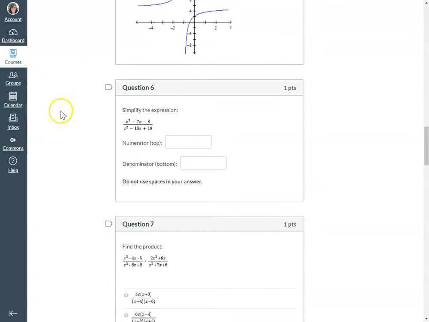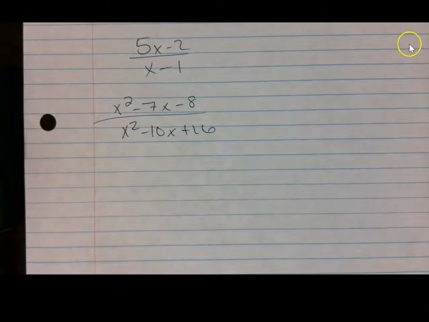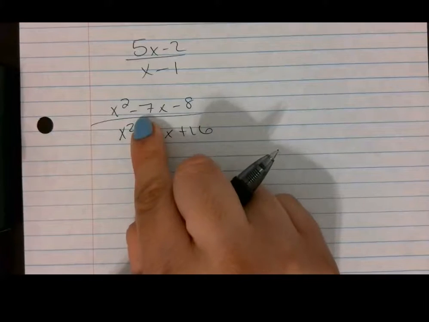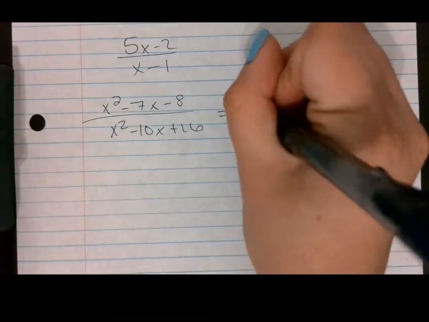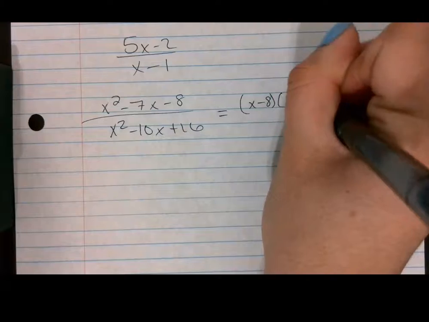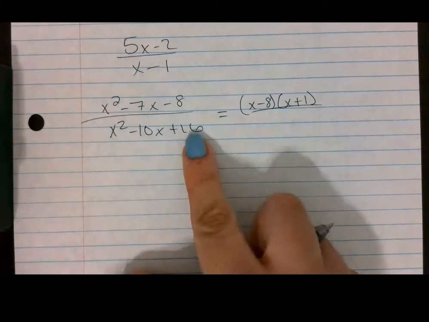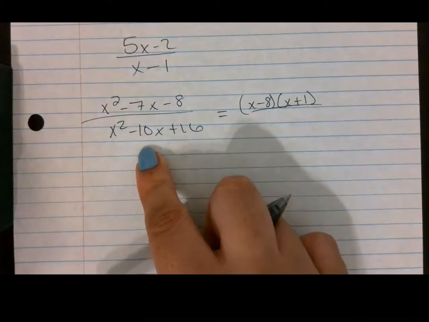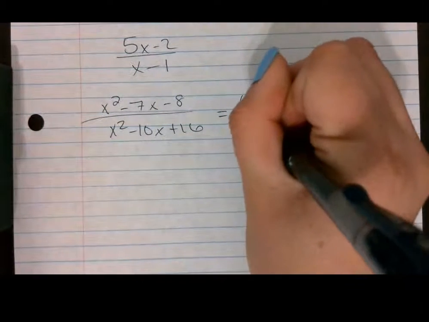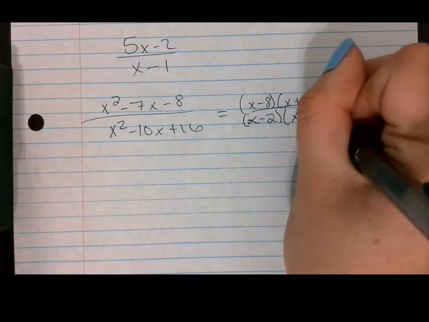Okay. This one wants me to simplify the expression, so I'm going to go write this on my paper, and then once I finish copying it down, I'm going to solve it there and then type it back up here. So I have x squared minus 7x minus 8 over x squared minus 10x plus 16. So what I want to do here first is I want to factor my numerator and my denominator. To do that, I'm looking for what multiplies to negative 8 and adds to negative 7. It's going to be negative 8, positive 1. For my denominator, I'm looking for what multiplies to positive 16 and adds to negative 10. That's going to be negative 2 and negative 8.